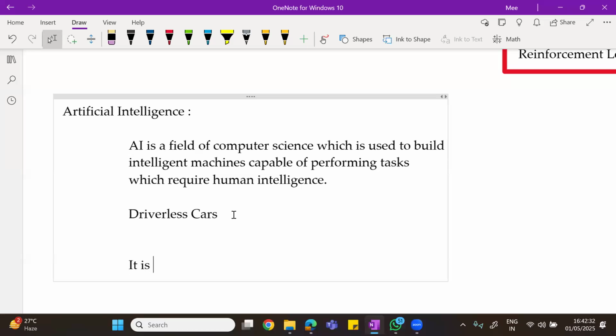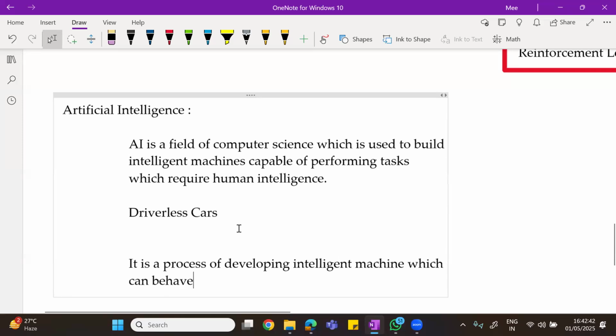It is a process of developing intelligent machines which can behave like humans. Simple. They are naturally intelligent. They should replicate us. Okay.